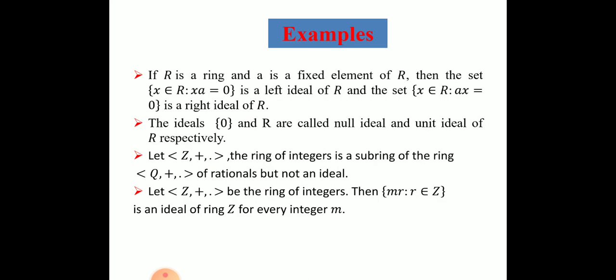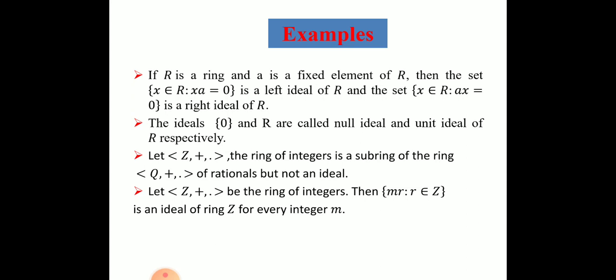Now we consider some of the examples of ideal. So the first example is, let's consider a ring R and a fixed element A of that ring. If we consider a set of all the elements x of the ring for which xA is equal to 0, then this will be a left ideal of the ring R. And if we consider the set of all the elements x belonging to R for which Ax is equal to 0, then it will be a right ideal of R. We can prove it by using the definition. If we consider the singleton zero set, then it's called a null ideal or zero ideal of the ring. And if we consider the ring itself, then it's called the unit ideal of R.